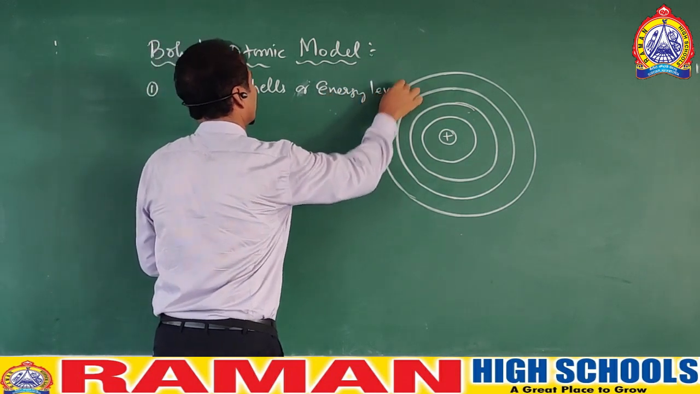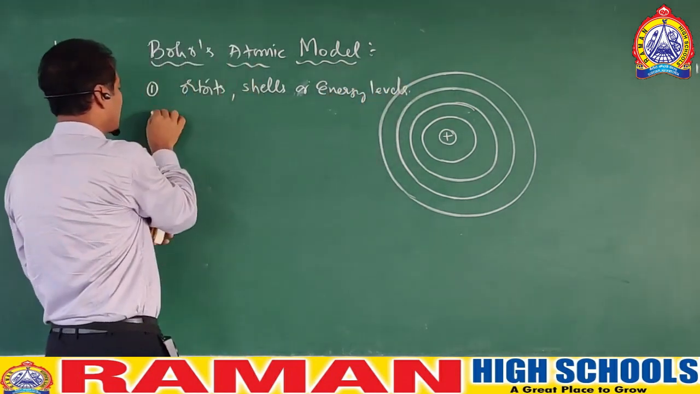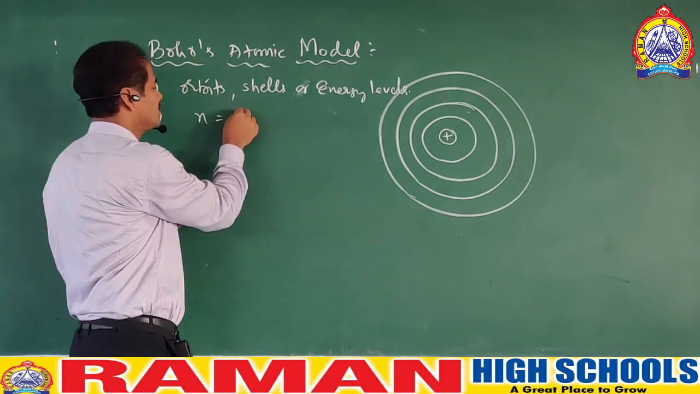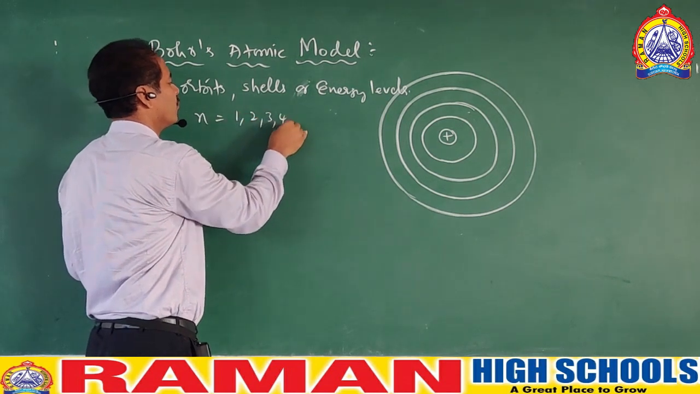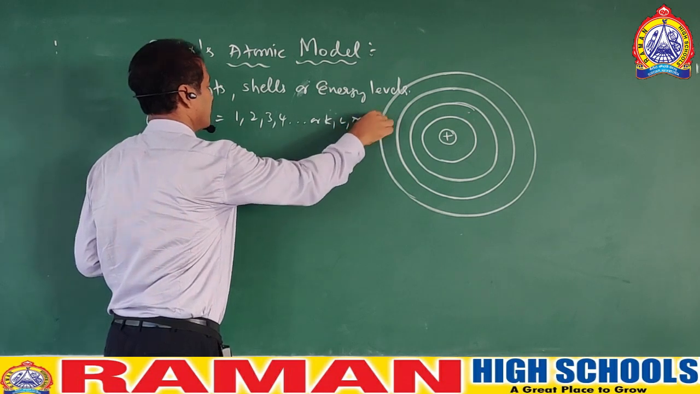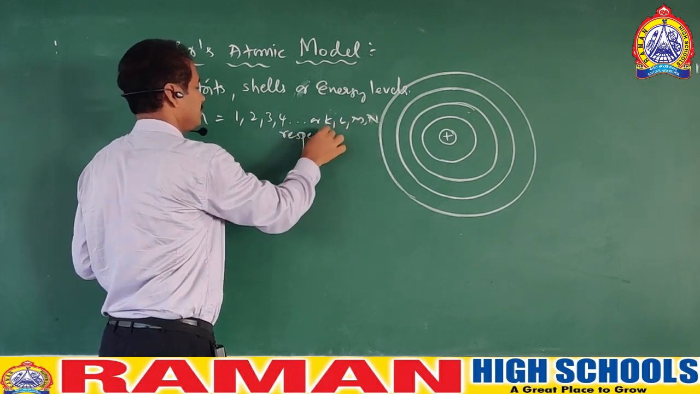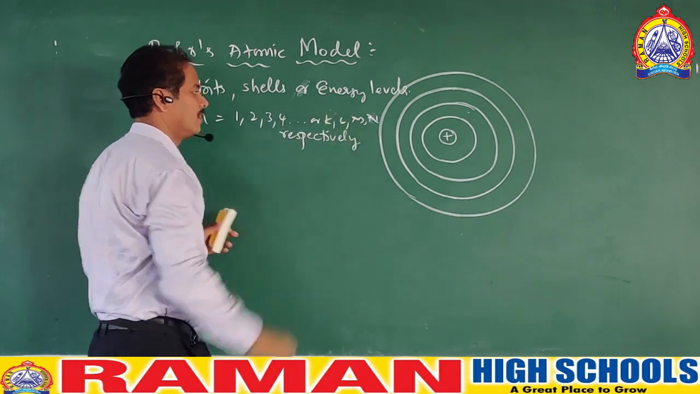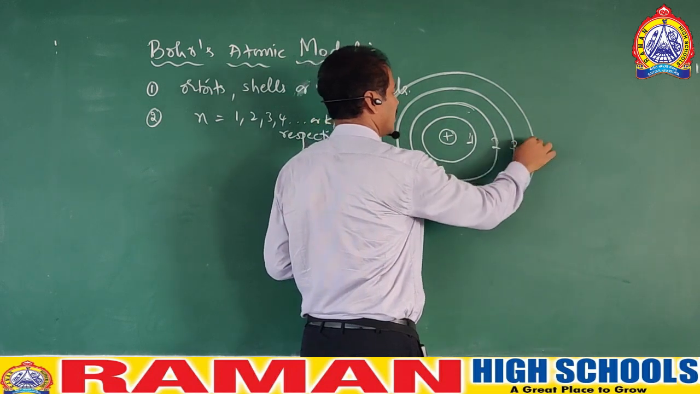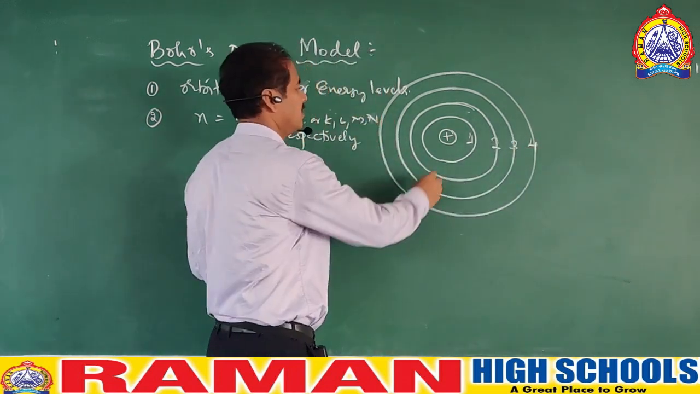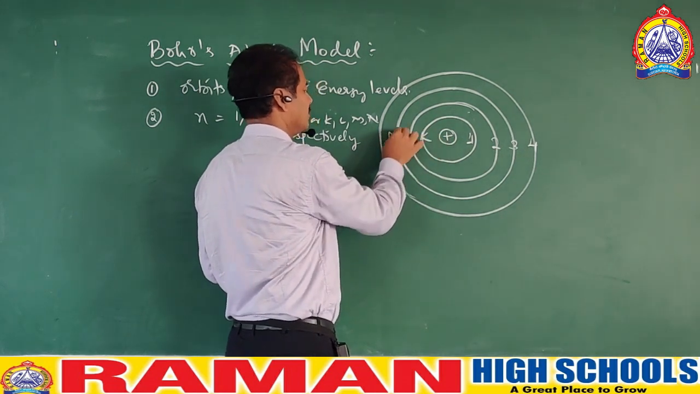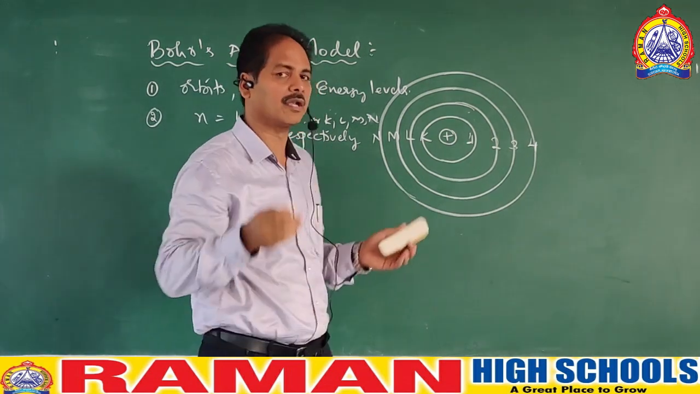These orbits or shells or energy levels are indicated by the letter N. N has values 1, 2, 3, 4, or K, L, M, N respectively. First orbit, second orbit, third orbit, fourth orbit, or we can also say K shell or K orbit, L shell, M shell, N shell, and so on.